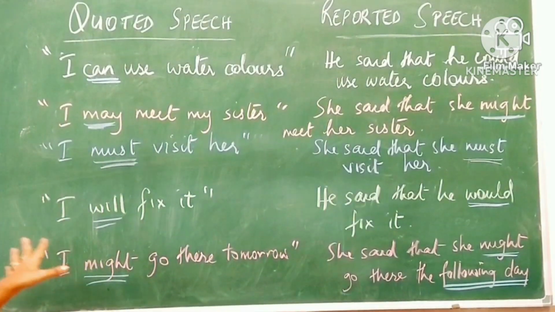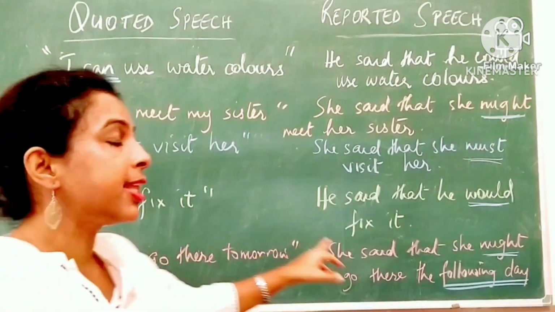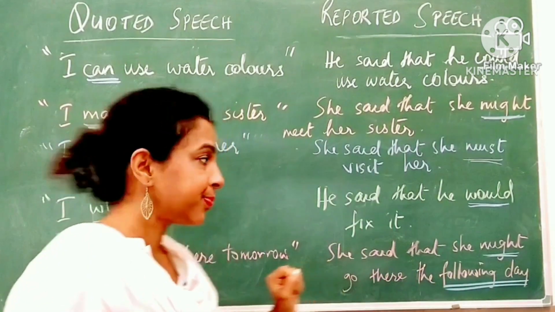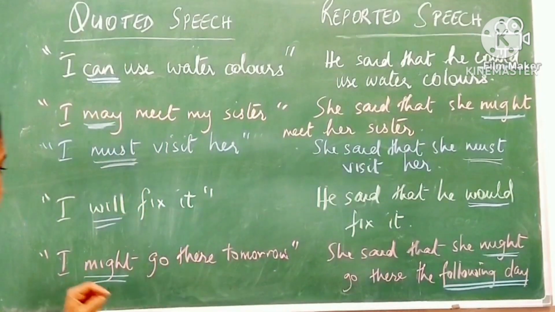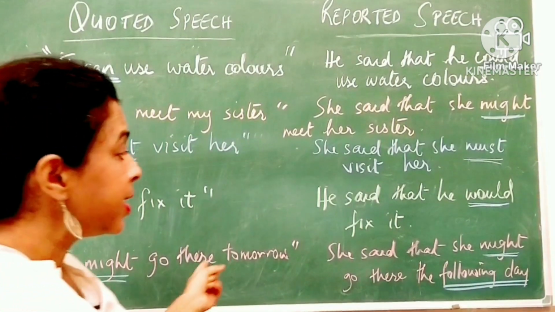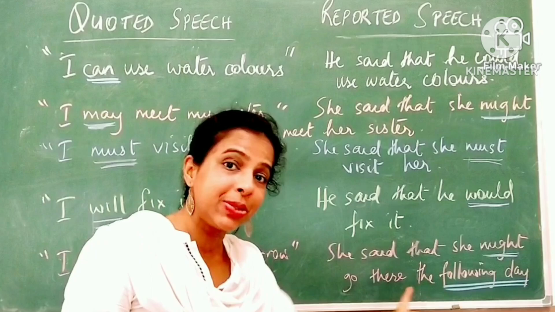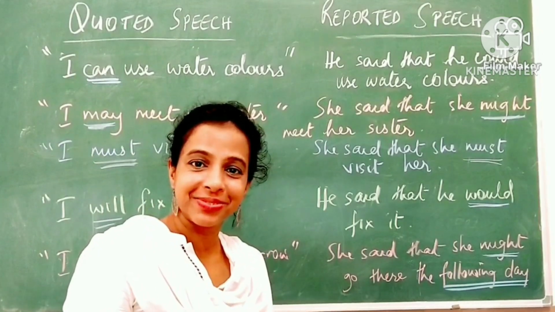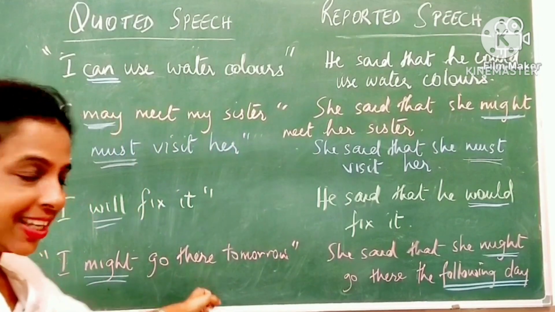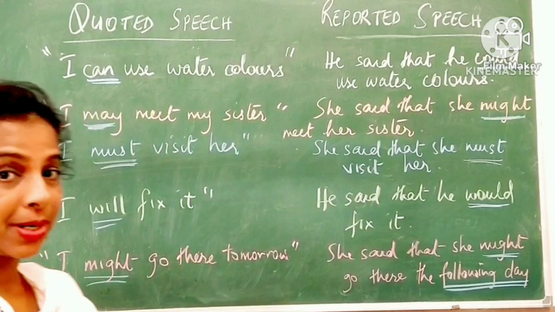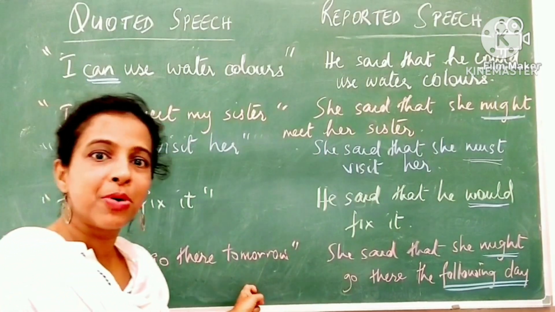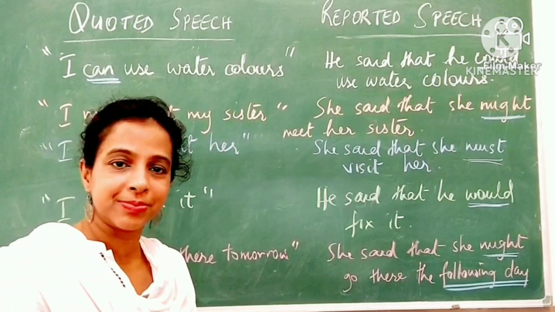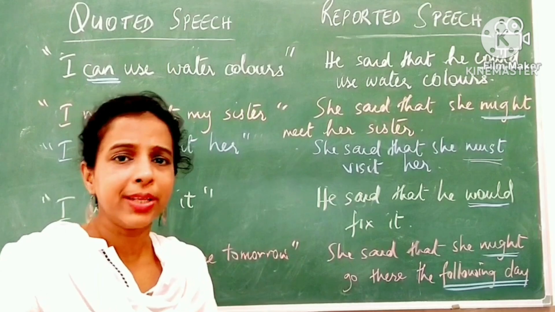Okay. I will fix it. He said that he would fix it. Will has become would. I might go there tomorrow. She said that she might go there the following day. Did you notice anything? Might remained might, but tomorrow changed to the following day. How did that happen? And why did that happen?